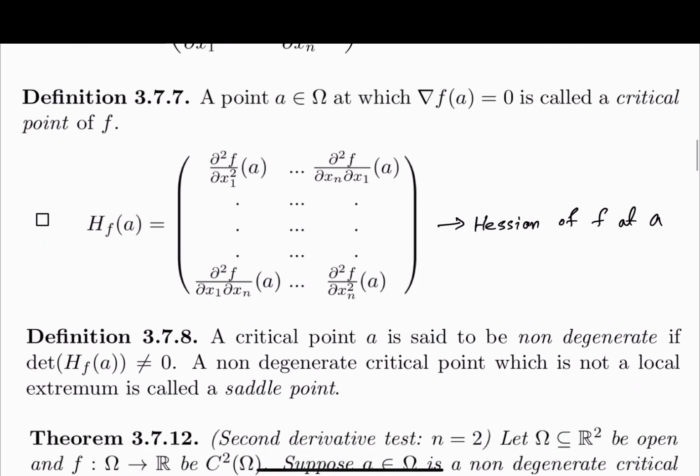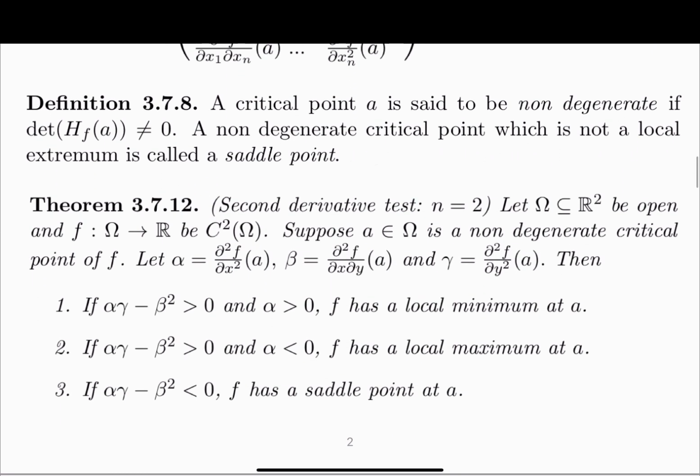Let's look at another definition. A critical point a is said to be non-degenerate if the determinant of the Hessian matrix is non-zero. A non-degenerate critical point which is neither a local minimum nor a local maximum, we call a saddle point. When the point is non-degenerate, we have a theorem from which we can determine whether the point is a local maximum, local minimum, or saddle point.